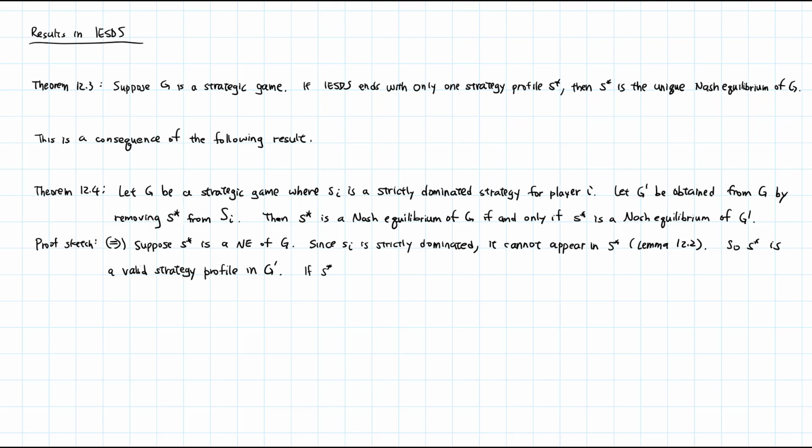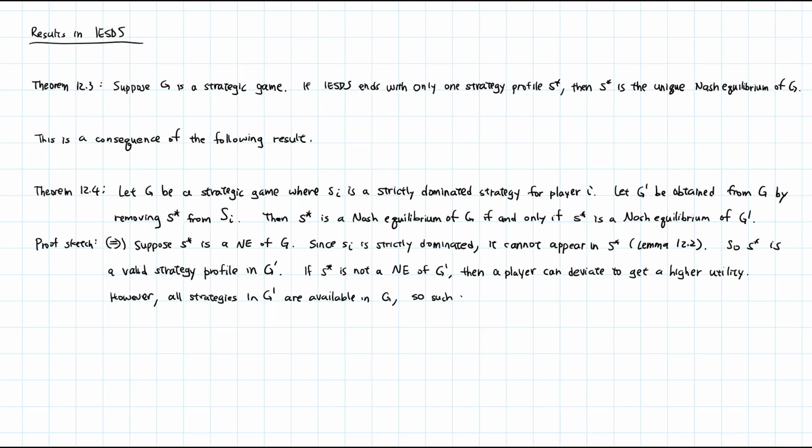We now suppose that S star is not a Nash equilibrium of G prime. Can you find a contradiction here? If S star is not a Nash equilibrium of G prime, then a player can deviate from their own strategy to get a higher utility. However, all strategies in G prime are available in G, so such a player can do it in G as well. So this contradicts the fact that S star is a Nash equilibrium of G.